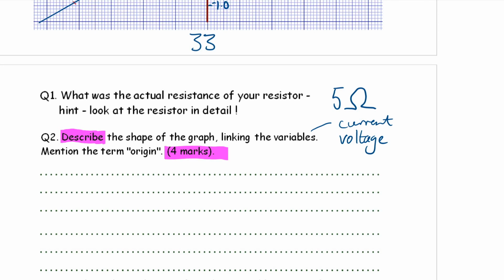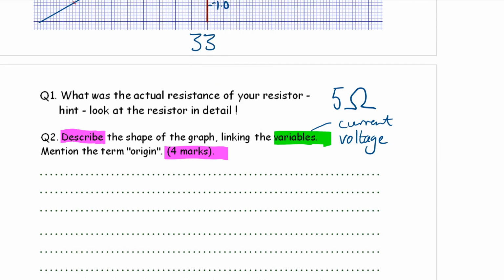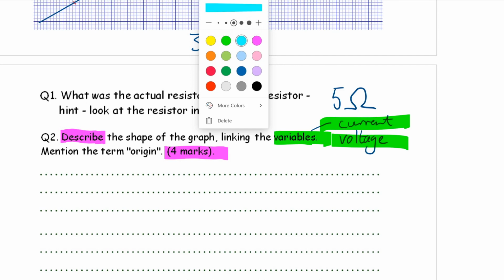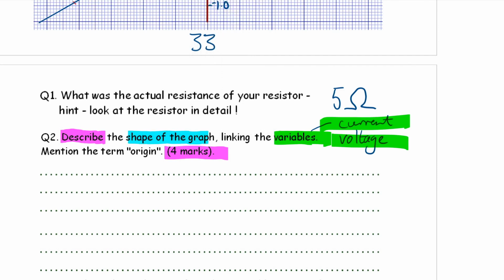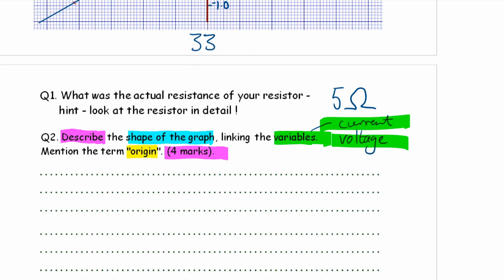And the shape of the graph, so we can split this right down. Let's use the highlighter again. So variables, we need to include our current and our voltage, explain how one affects the other. We also need to describe the shape of the graph, easy, straight line, and mention the term origin. So again, I'm not going to write this out for you, but I'm going to verbally go through the answer, and I want you then to write down in your own words the answer to get those 4 marks.